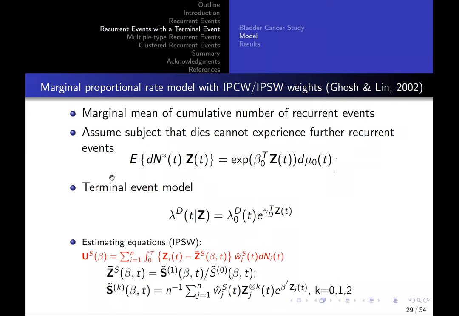Basically, the models or the estimating equation looks the same. So if you take a couple of slides back, you might wonder, it looks exactly the same. What are we talking about? The difference is how you deal with the score equations. Basically, they use two types of weights to handle terminal events. One is called inverse probability censoring weight. The other one is called inverse probability survival weight. So I'm just showing an example here.